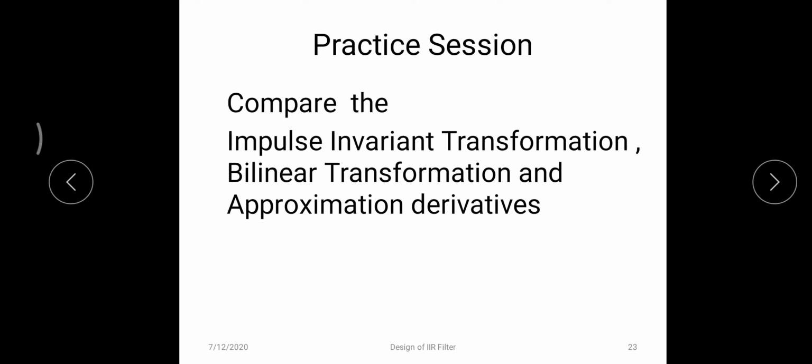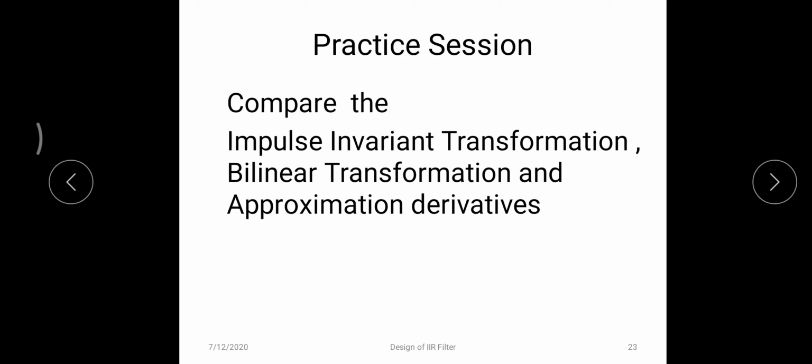Now the practice session for the students. Compare the impulse invariant transform, bilinear transform, and approximate derivatives, and make a table and give the comparison for a better understanding of these concepts. So the final conclusion is there are three different summaries.